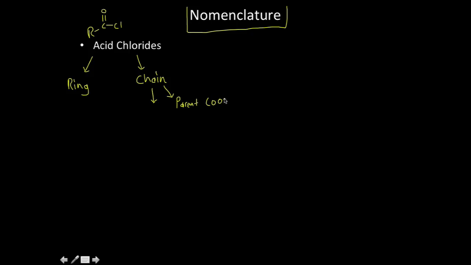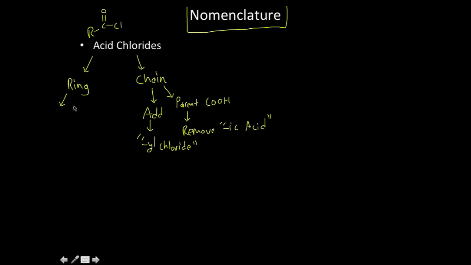I'm just going to write it out like that because that's the shorter way of naming the carboxylic acid. And then once I've identified that, I simply remove the ending of ic. I'm going to remove the ic acid, and then I'm going to add chloride.